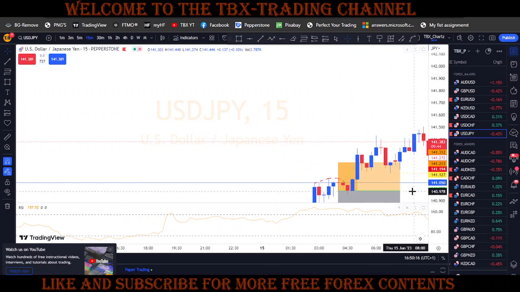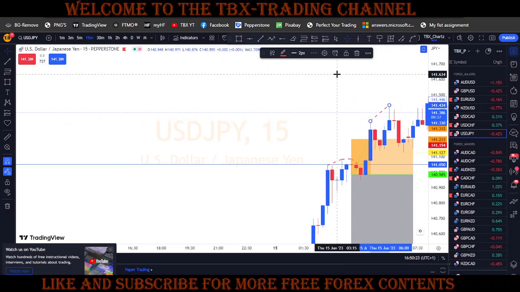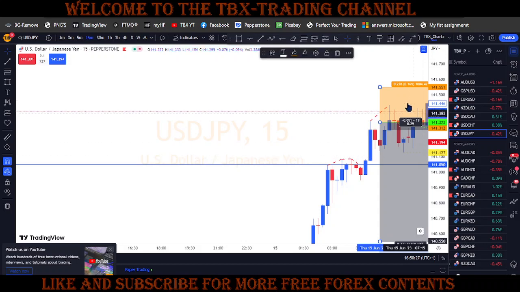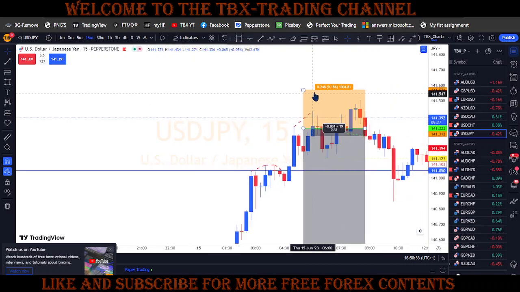Price also created another equal highs. This is another set of equal highs. Some people might have sold after seeing this red candle. If you're using a double tops pattern, you should have sold somewhere around here. Then if you're having a 24 pip stop loss, you might have ended up not losing. But to me, that's actually a very, very wide stop loss.